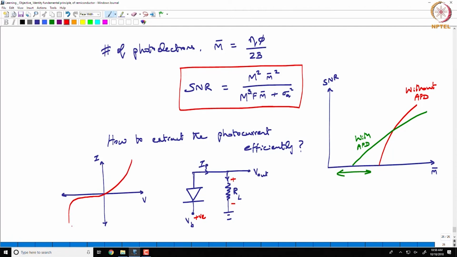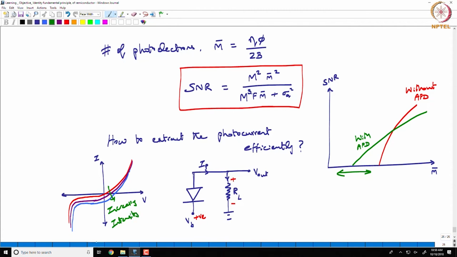this, and as you increase the light that is falling on the photodiode, you are going to have a corresponding increase in the photocurrent, right. So, this is basically with respect to increasing intensity of light falling on the photodiode.